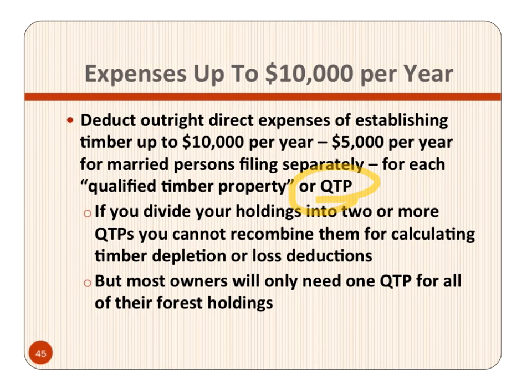The thing to keep in mind is that if you divide your holdings into 2 or more QTPs in order to take advantage of 2 or more $10,000 per year deductions, you cannot recombine these QTPs for calculating timber depletion or loss deductions. In essence, you've established 2 separate accounts then that you need to track all the way through the life of the timber until you harvest it. And you cannot recombine them. But most owners are only going to need 1 QTP for all of their forest holdings. It'll all fit within 1 QTP.